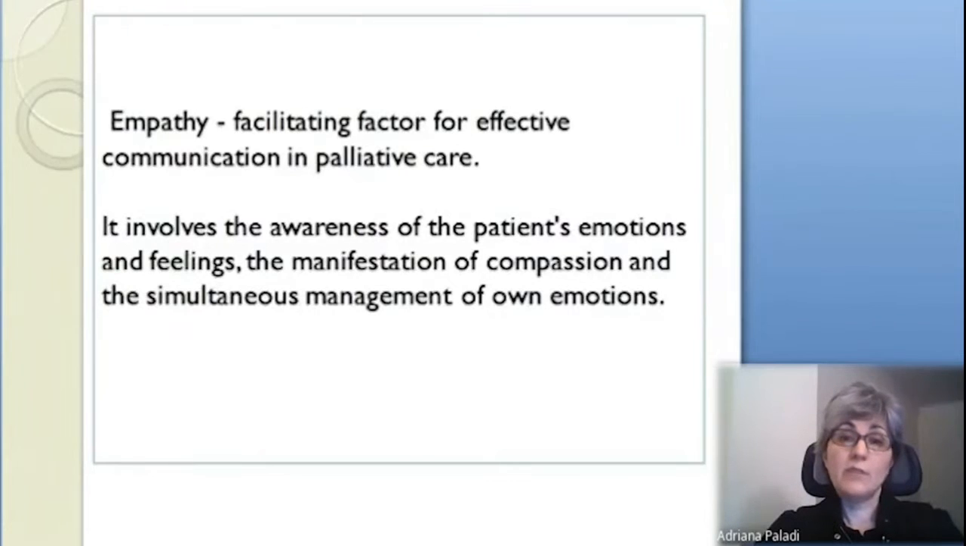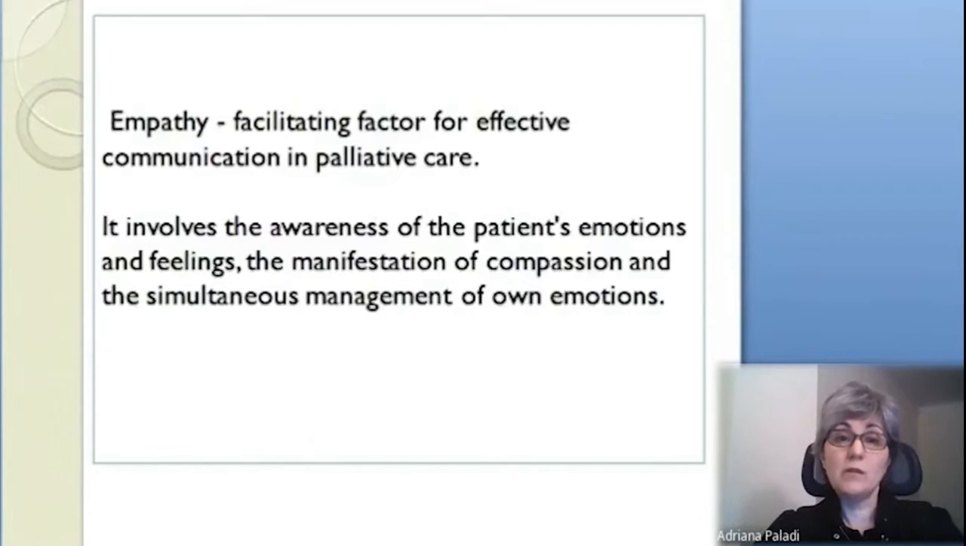Empathy is a facilitating factor for effective communication in palliative care, and it should be used at the level of all the mentioned steps, but mostly it must be used in this step, when the information or bad news has already been delivered and the patient and the family need real emotional support.